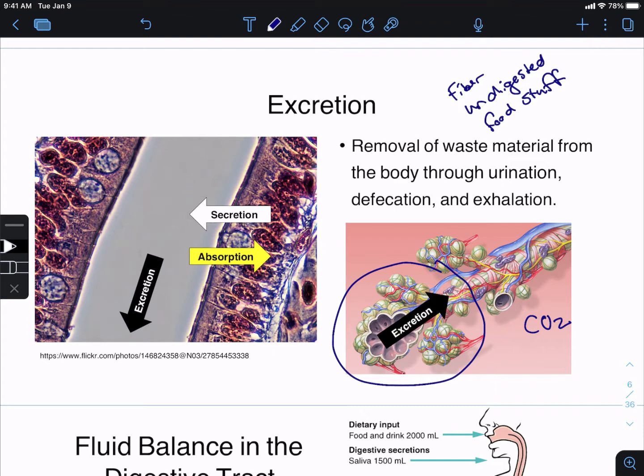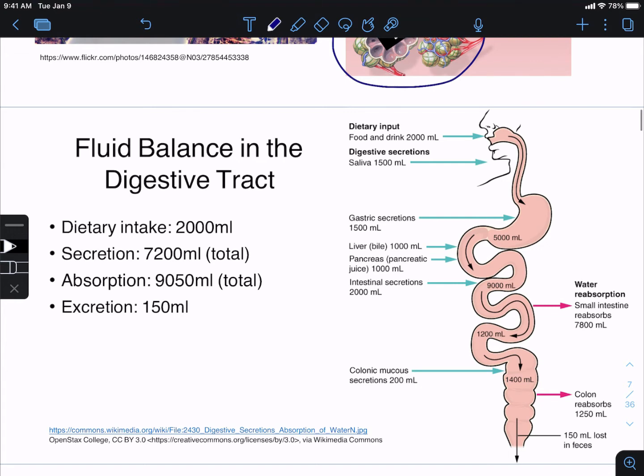And that material is transformed to remove as much water as possible, so that by the time we actually create a solid waste, it is 1% of the total water that was in the digestive system at any given time. Let me double check that number. We actually have it down here.